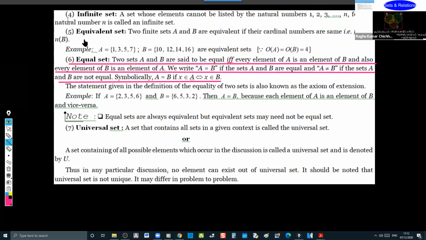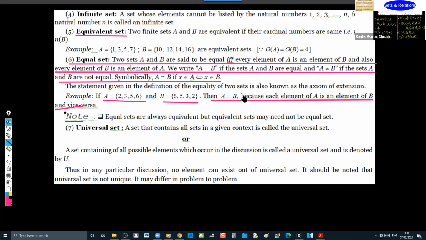So what makes the difference between equivalent set and equal set? Equivalent sets will have only the number of elements in each set equal. But equal sets, besides being equivalent, each element must be same. Then only we can call them equal sets. So if A is equal to 2, 3, 5, 6 and B is equal to 6, 5, 3, 2, then is A equal to B or not? Each element of A is an element of B and vice versa.